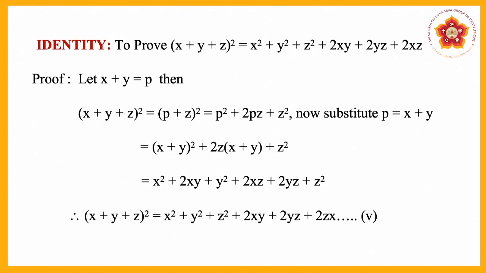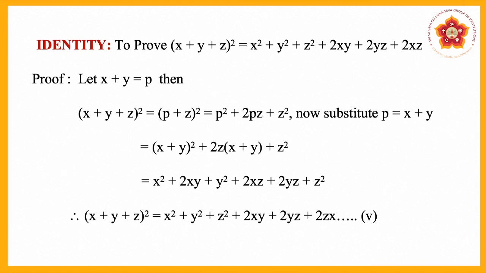Now you already know how to square binomials, but here 3 terms are there. Therefore, instead of 3 terms, we can make it as 2 terms by substituting x plus y is equal to p. Now let us substitute. Instead of x plus y, I will substitute p. Therefore, x plus y plus z whole square becomes p plus z whole square. Now you can expand by using the formula x plus y whole square is equal to x square plus 2xy plus y square. Then it becomes p square plus 2pz plus z square.